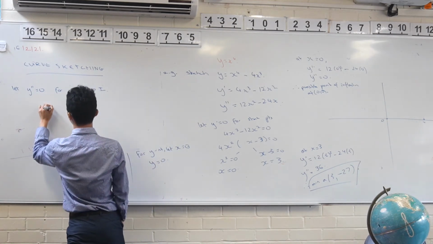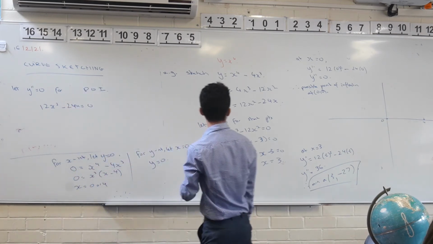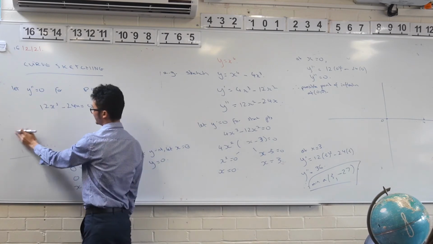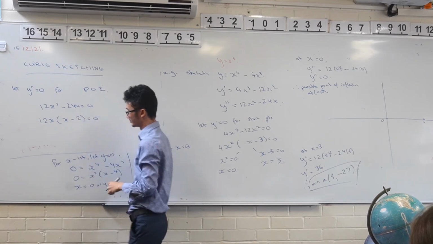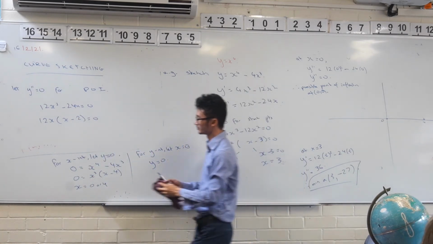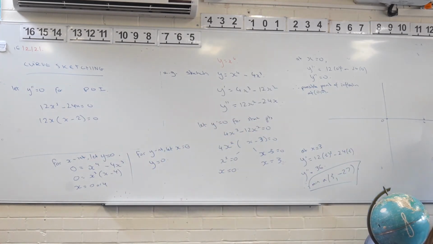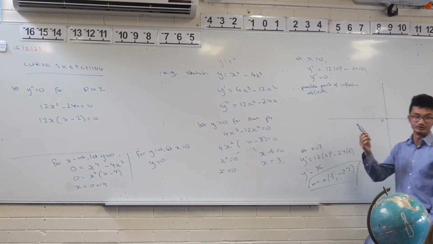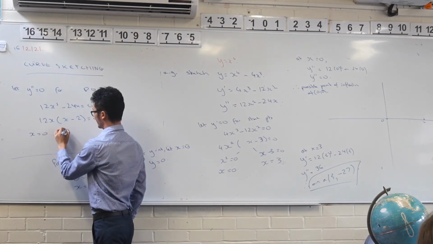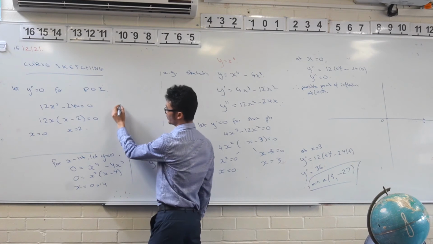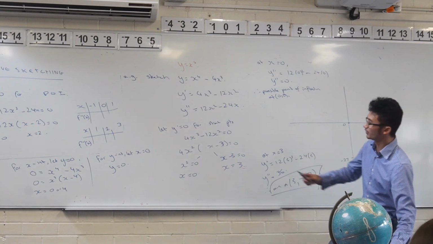So what have we got? 12x squared minus 24x equals 0. And again, same idea, we'll factorize that. This one though, because we're not going to take the derivative again, we will use the table method as well. So x equals 0 or x equals 2, and we will have to test both.